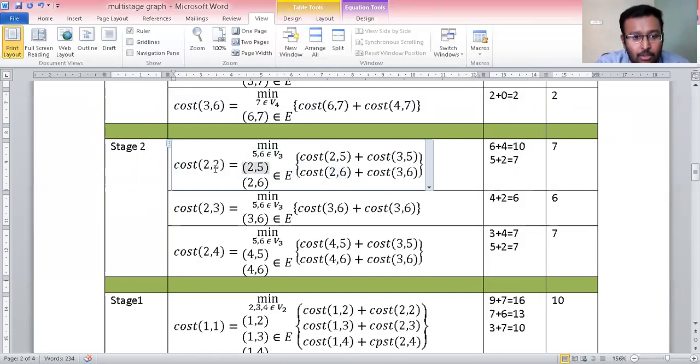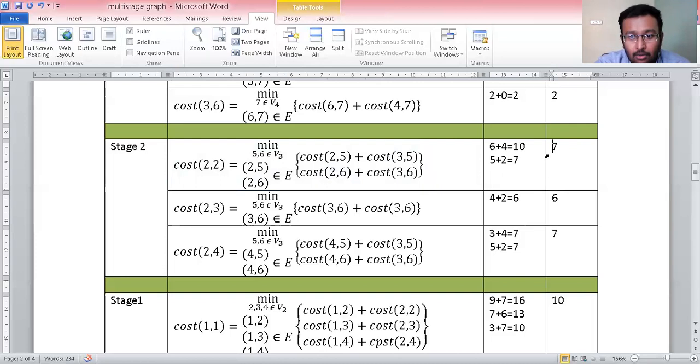So there are 2 edges from 2, one edge from 2 to 5 and the other edge from 2 to 6. Now which edge will you consider from 2? Either you consider the path to 5, or from 2 you take the path that goes to 6. Which one you consider depends upon these 2 values, 10 and 7. Select the minimum. Which is the minimum? That is 7. How do we get 7? The answer 7 we got when we consider the edge 2 to 6.